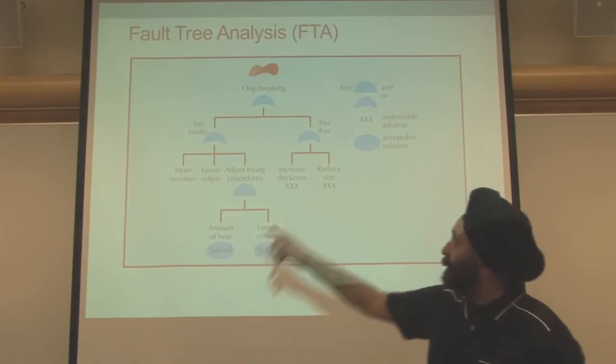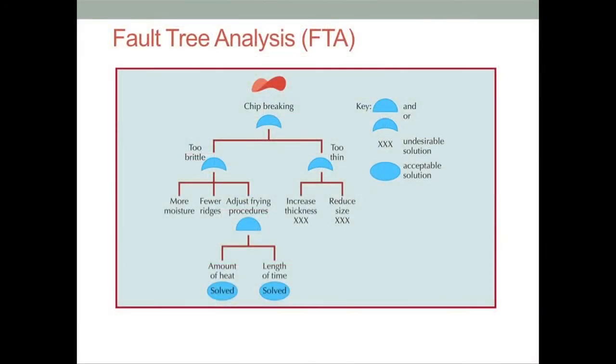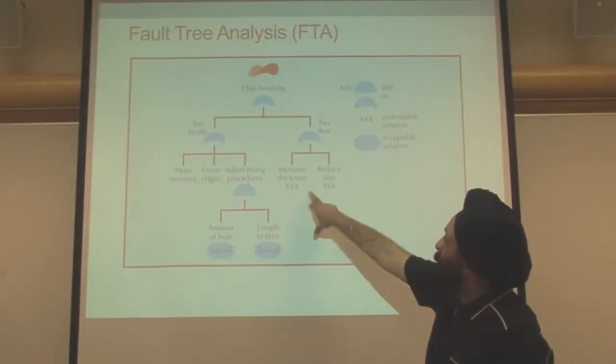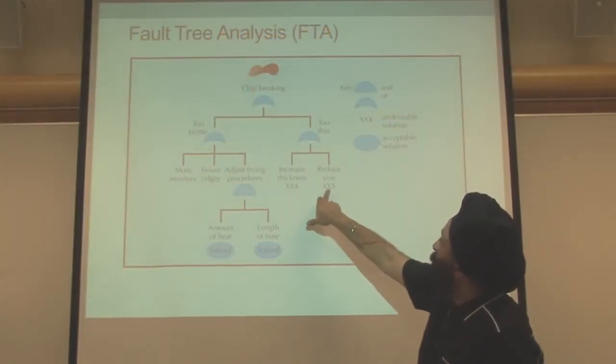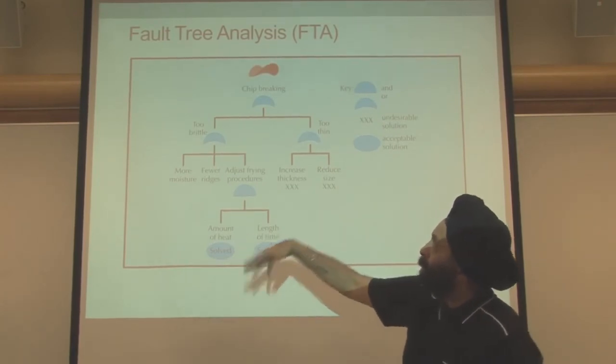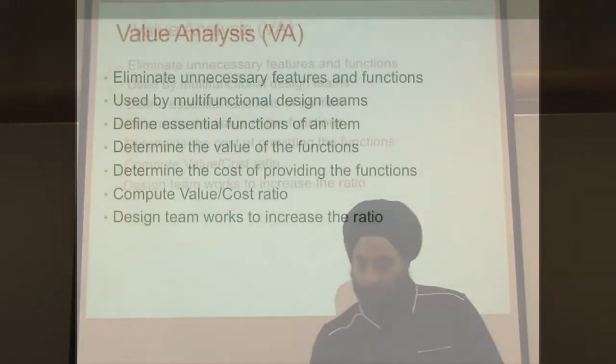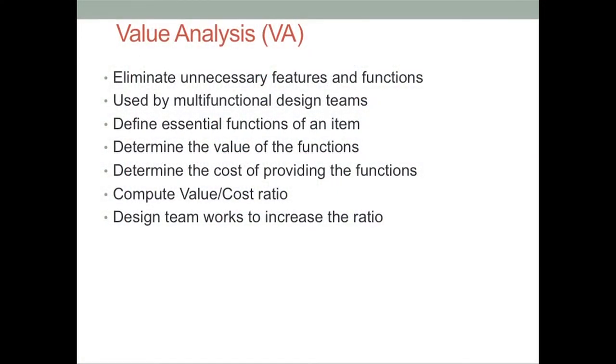Fault tree analysis, as I mentioned earlier, is a visual depiction of what's happening and what is the undesirable result, undesirable solution versus what's the acceptable solution. So you can actually go down the right path. And the value analysis in this case is to eliminate unnecessary features and functions that you have.